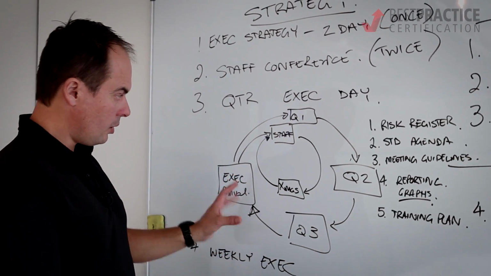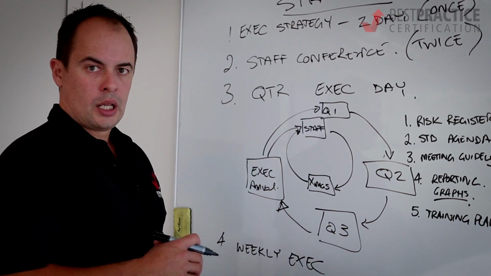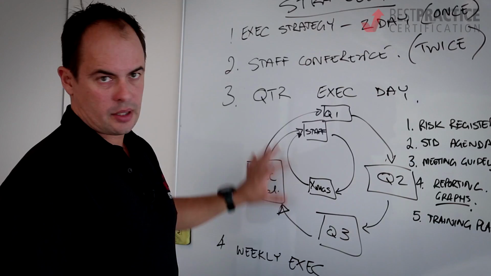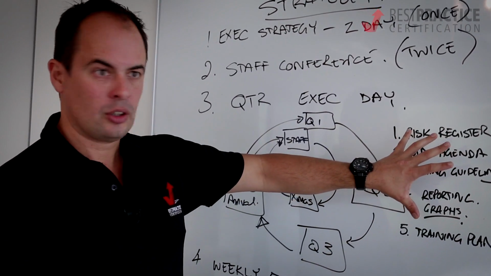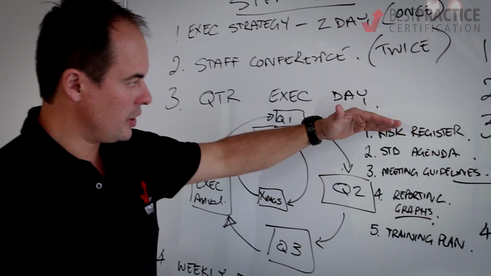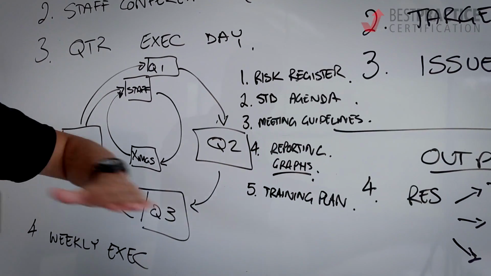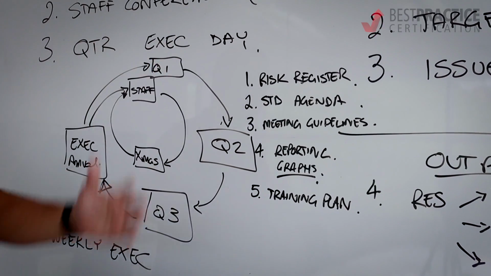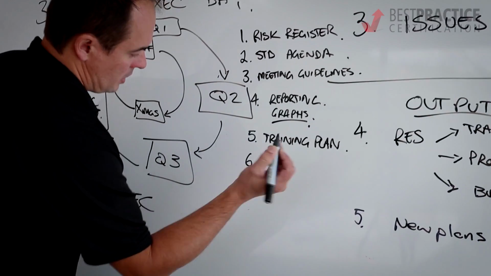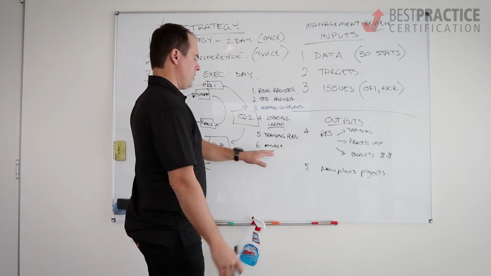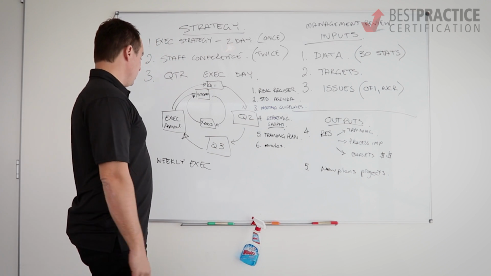So what I'm basically saying is, if you want to run your management system, don't go and write lots of documents, just start these processes and keep these artifacts of your history. So the risk register being updated, the standard agenda, the meeting guidelines, the reporting graphs, and then the training plan, and obviously any of these meetings you'll document minutes. So these are the artifacts that we're going to start capturing. So evidence, artifacts, whatever you might do. So that's the strategic planning at Best Practice.